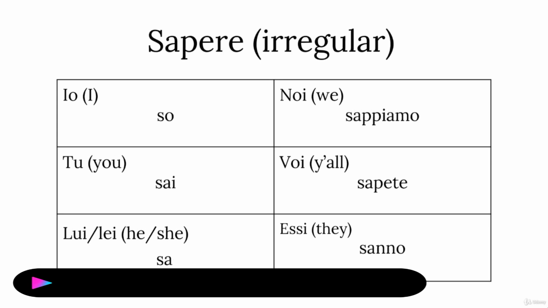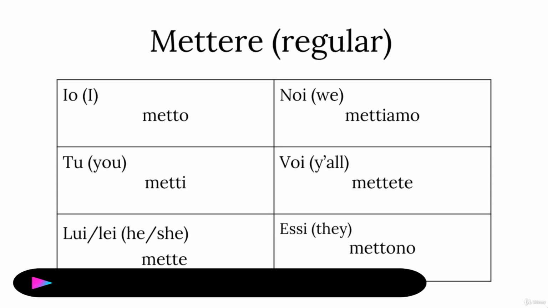Okay? Perfect. Then we have the other to know. Sapere. And sapere is irregular. Okay? So, io so. Tu sai. Lui, lei sa. Noi sappiamo, with double P. Voi sapete, and this is the only regular form. Essi sanno. Okay? Perfect. Very good. Then we have mettere, to put.